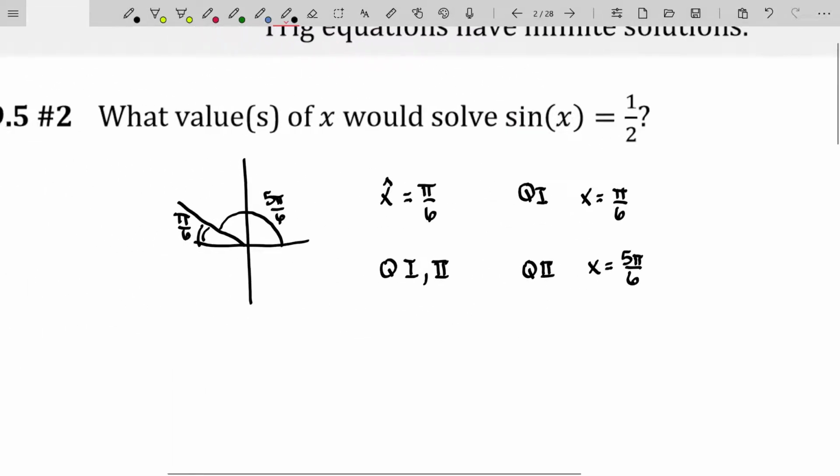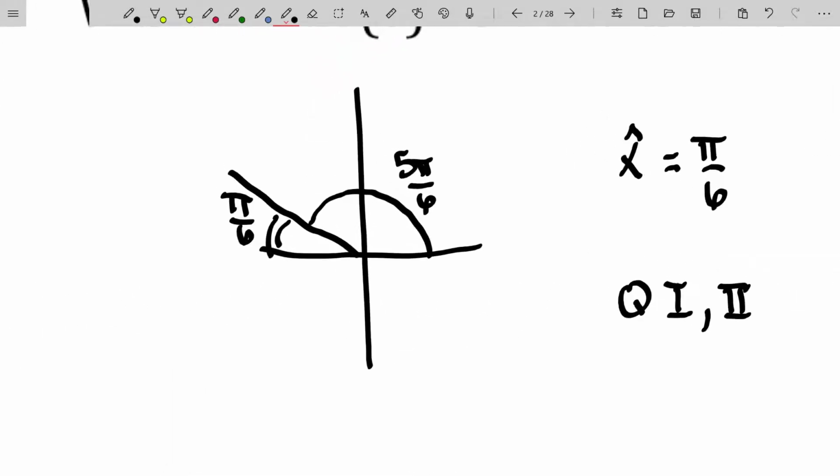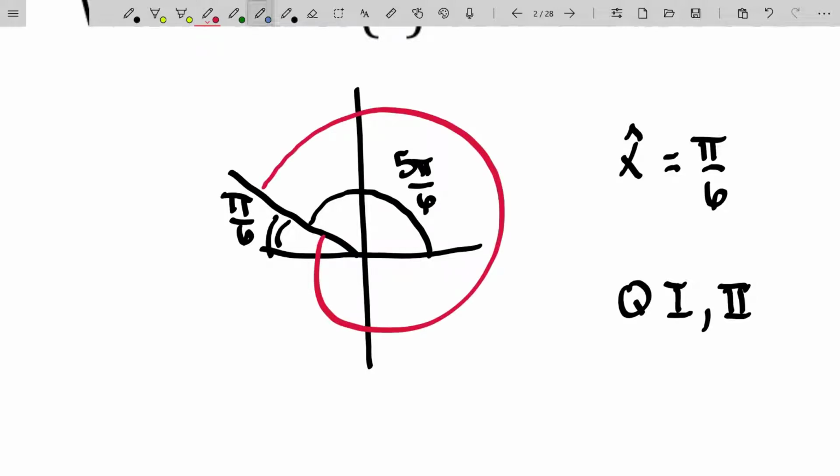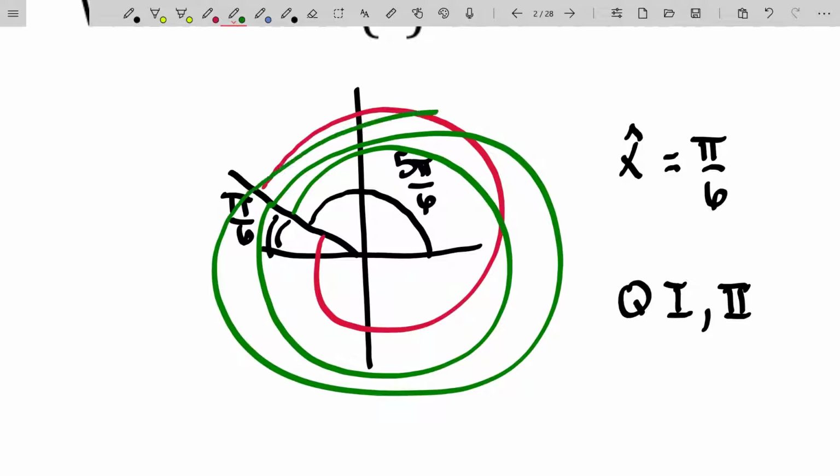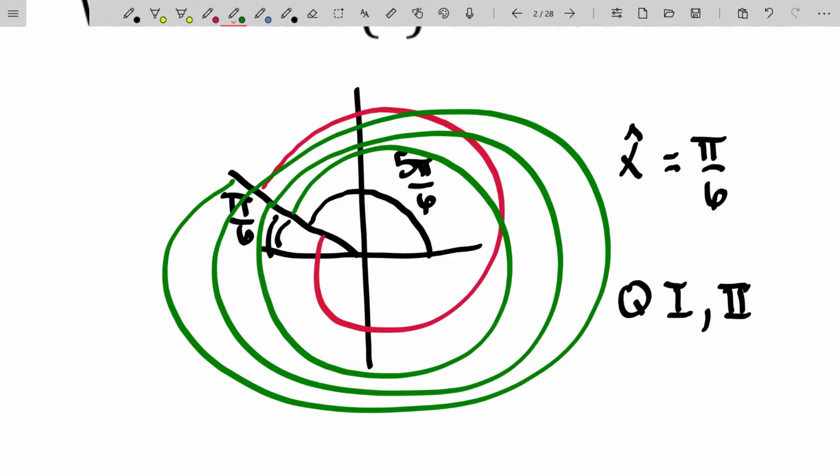Because if you take a look at, for example, 5 pi over 6, yeah, that's a solution, but so is 5 pi over 6 plus 2 pi. And so is 5 pi over 6, well, minus 2 pi. Or minus 4 pi. Or minus 6 pi. And so on and so forth.